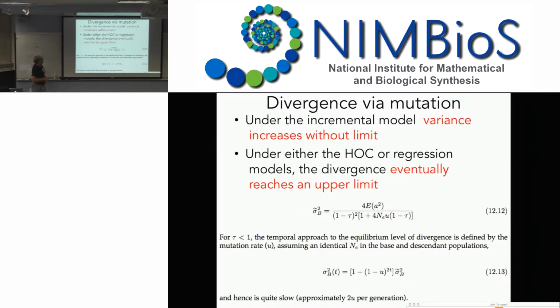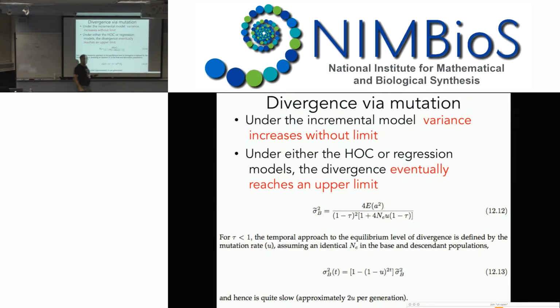So let's look at those. As I mentioned, under the incremental model, the between line variance increases without limits. Why? It increases as T times a constant. So for larger and larger T, it gets bigger and bigger and bigger. We talked about the house of cards or the regression model.